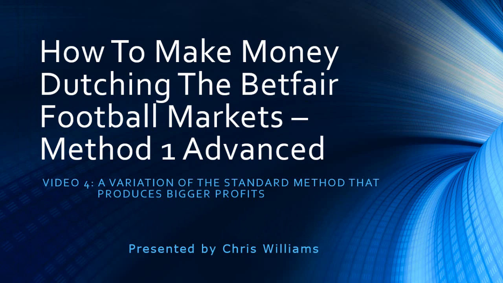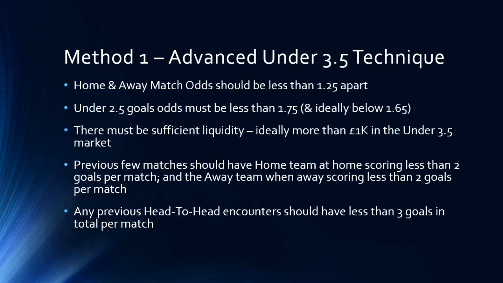Now, to be certain that we are choosing matches that are not going to cause a problem by having scores that are outside the 3.5 goals maximum limit, then the rules for this method, the advanced method, are slightly tighter than they were for the normal standard method one. So in this instance we're looking at home and away match odds should be less than 1.25 apart.